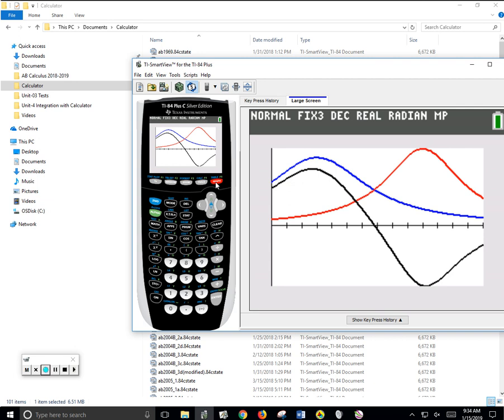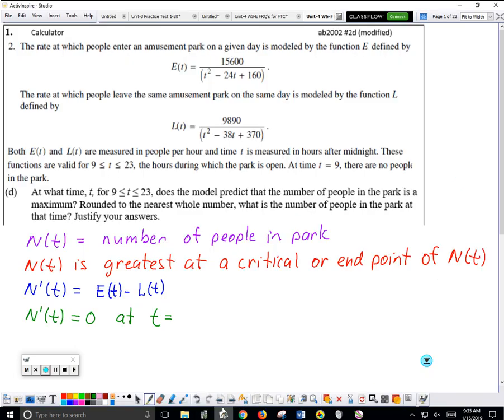So, hey, there's only one time when the derivative of n is equal to 0. Find that time. Make sure you store that value in your calculator for later use. Someone have the time? 15.75. So put that in A, so you can use that later.